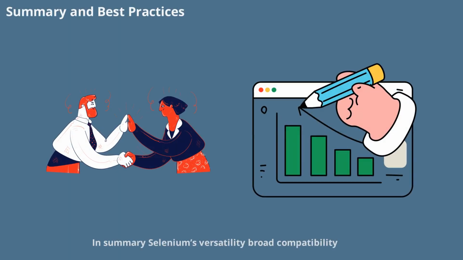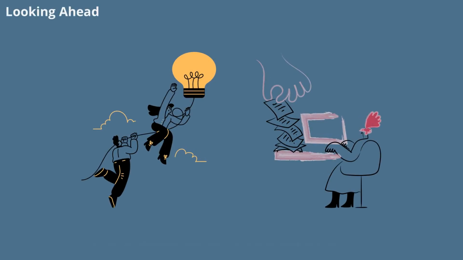In summary, Selenium's versatility, broad compatibility, and strong community support make it a top choice for test automation. By mastering its locator strategies, handling dynamic elements, managing pop-ups, and leveraging powerful reporting tools, you can build robust and maintainable test suites. Remember to choose the right tools and techniques for your project's needs, and always keep learning to stay ahead in the fast-evolving world of test automation. As web technologies continue to evolve, so does Selenium.